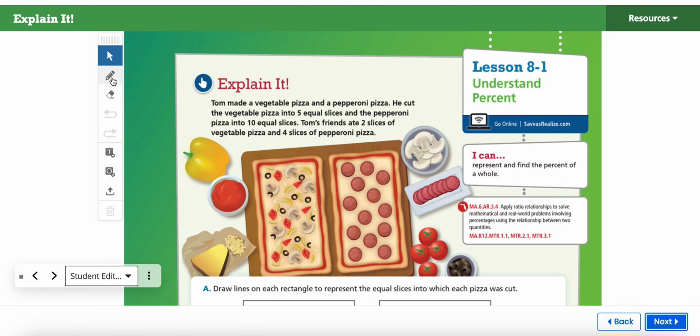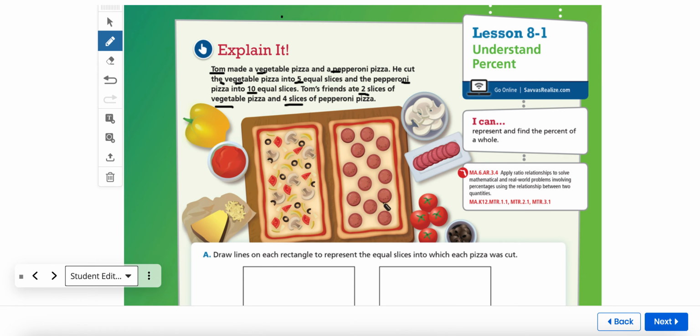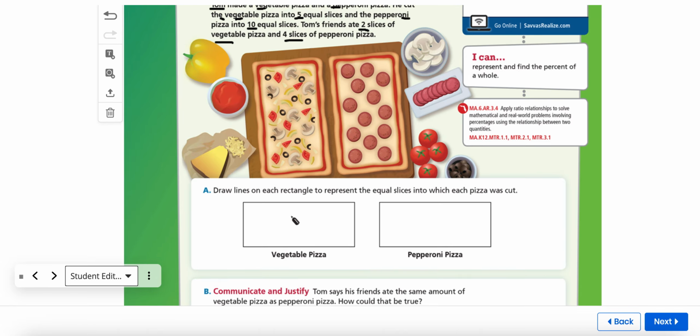So let's get started. On page 481, the problem says that Tom made a vegetable pizza and a pepperoni pizza. He cut the vegetable pizza into 5 equal slices and the pepperoni pizza into 10 equal slices. Tom's friends ate 2 slices of the vegetable pizza and 4 slices of the pepperoni pizza. So here's the pizza. And now we're going to see what they want me to do.